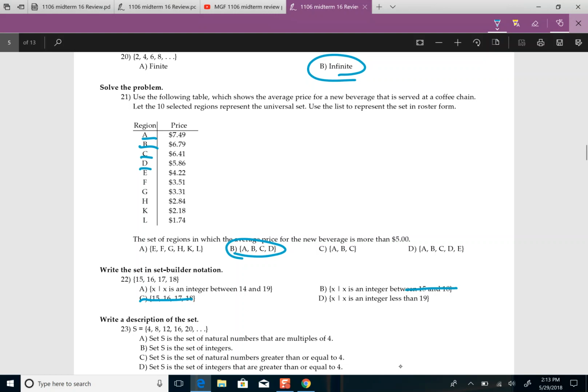This says an integer less than 19. Well, no, because less than 19, I would keep going, and I have 2 and 3 and -5, right? I would have all those others. So let's get rid of that too and say this is a great choice, and that is the answer.